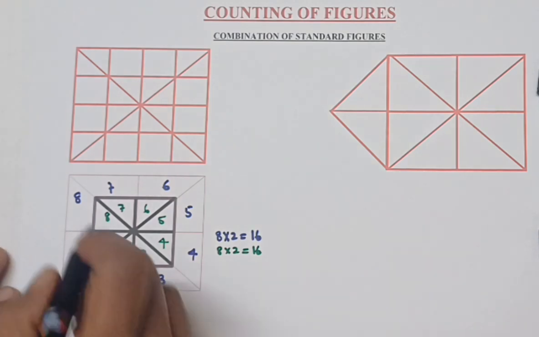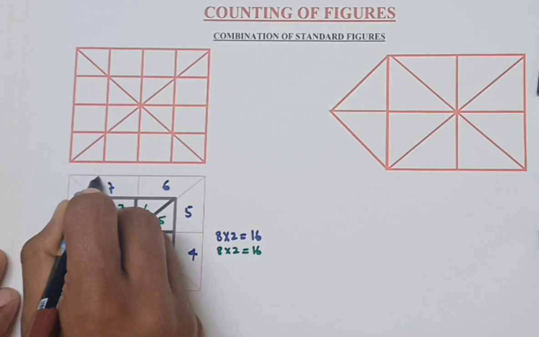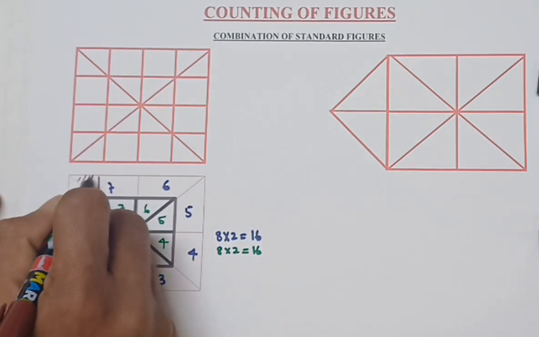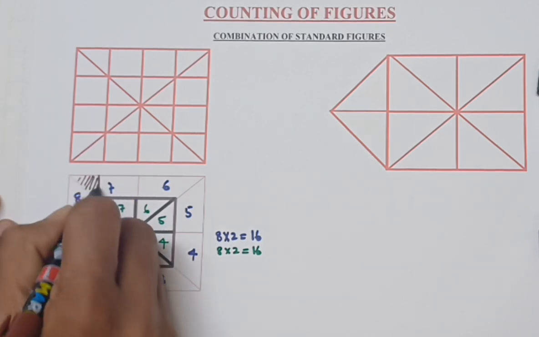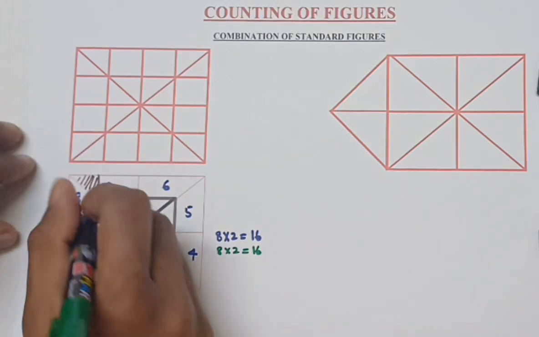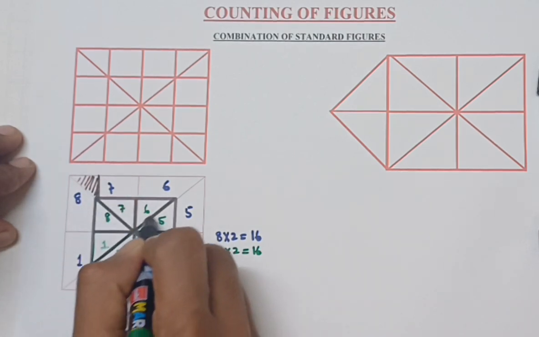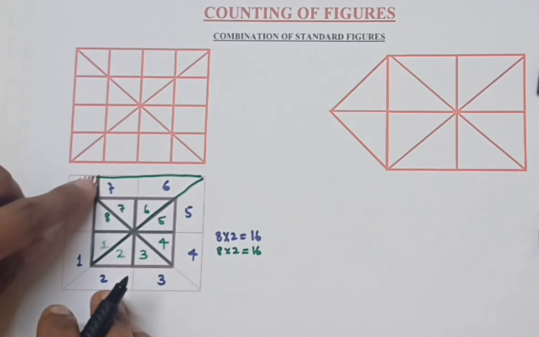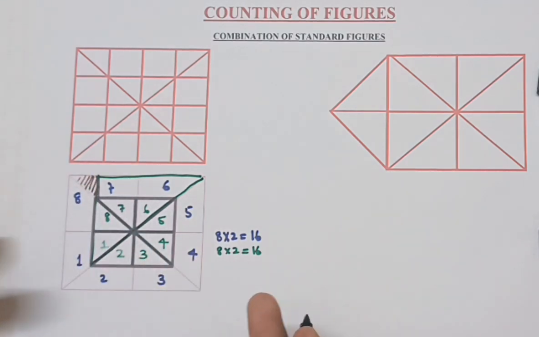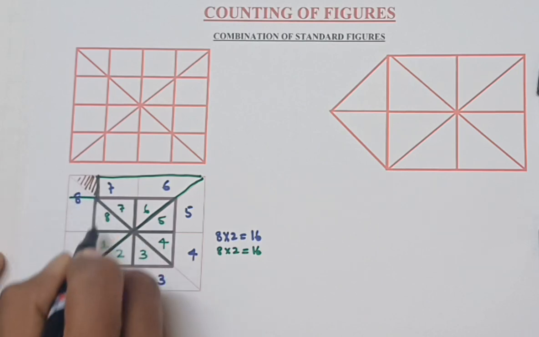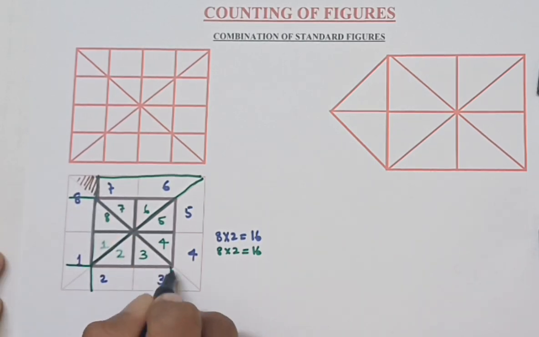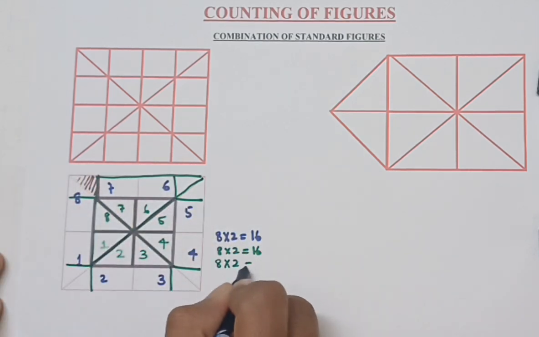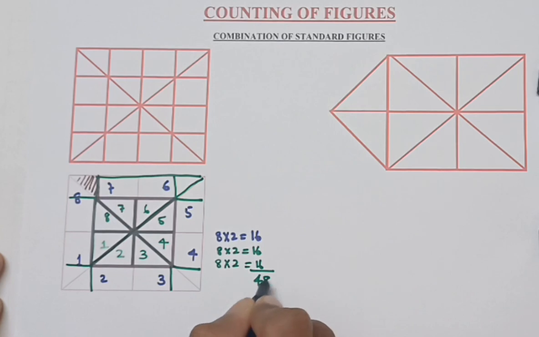Now it's not over. You can see that by adding a line here, this will contribute one small triangle towards this side, and this will form part of a bigger triangle towards this side. So adding a small line here will give two triangles, and similarly there are such 8 lines. So 8 into 2, 16 again. So the total number of triangles will be 48.